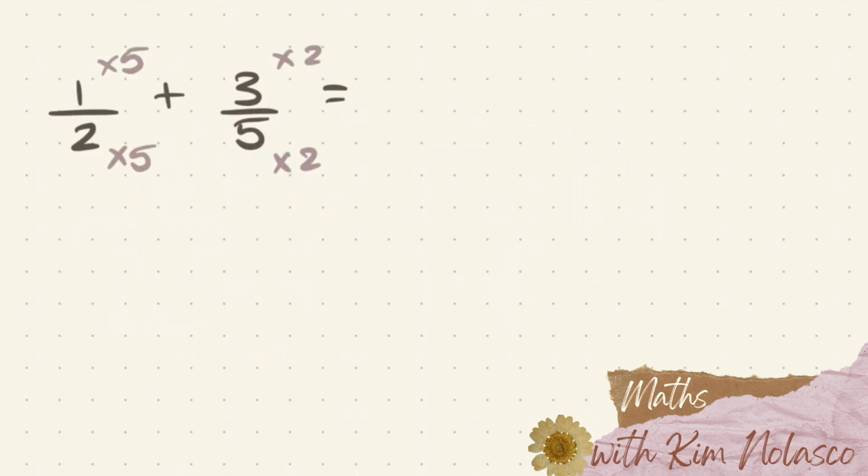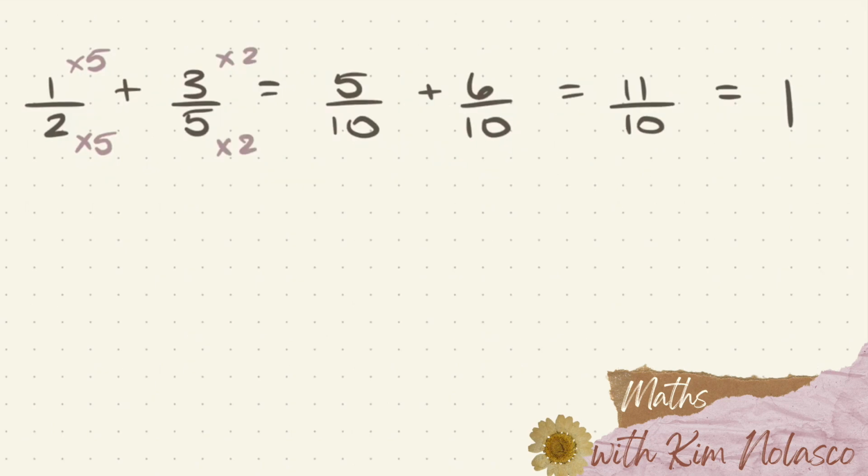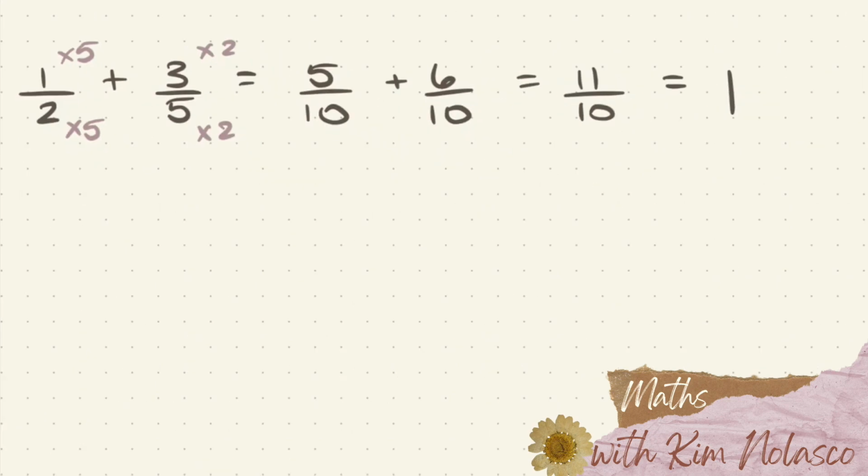So if we work through this, 1 times 5 is 5, 2 times 5 is 10. Then we're adding on 3 times 2 is 6, 5 times 2 is 10. Now we can add straight across, do 5 add 6, which gives me 11, and the 10 stays the same. So the final answer is 11/10, or if you want to convert it into a mixed number, then it's 1 and 1/10.